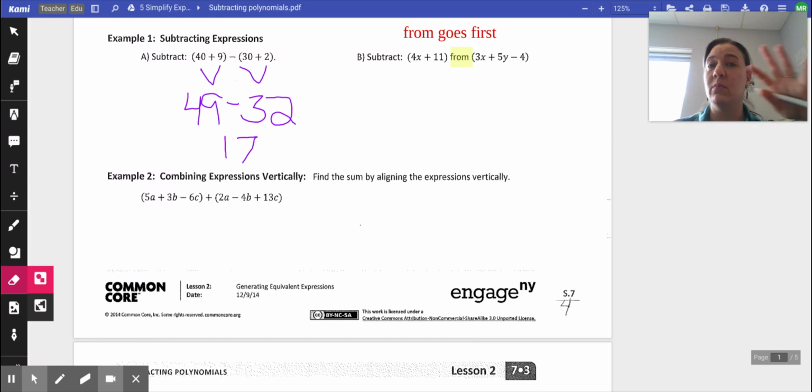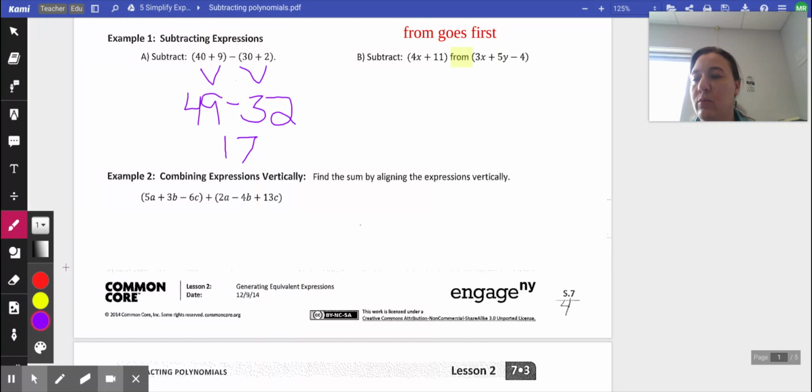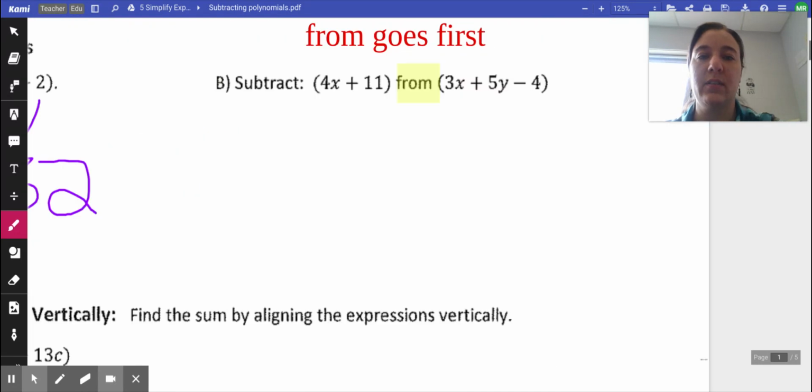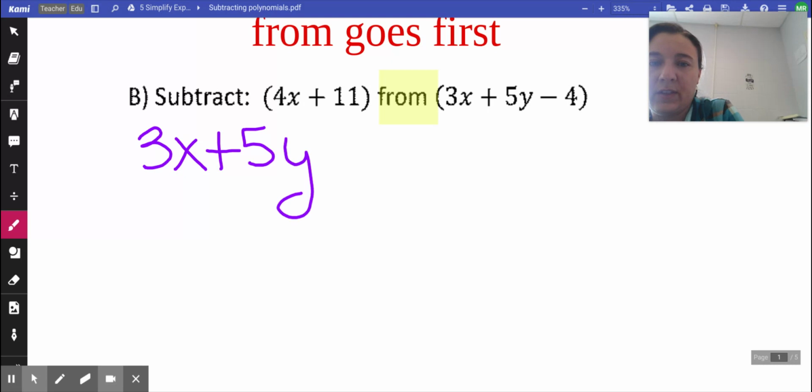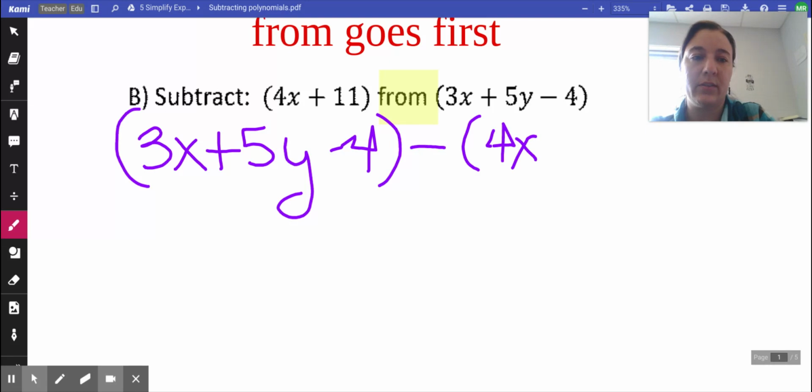Now we're moving on to middle school math, which involves letters and some words. So in example B, I say subtract the quantity or group 4x plus 11 from this other group of 3x plus 5y minus 4. So it's a little harder because it has letters and it has groups of things, and you have to know which one goes first. From goes first. Please make sure you are writing this down. From goes first. So I'm going to put the 3x, the plus 5y, and the minus 4 first. And I'm going to subtract this other group, which is 4x plus 11.